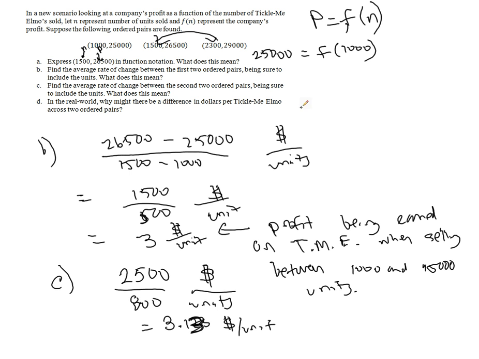In real world terms, why might there be a difference in dollars per Tickle Me Elmo across two ordered pairs? In other words, why is the dollar profit per Elmo between these two pairs smaller than between these two pairs? Well, maybe the production line isn't manufacturing as much as it could, and it's still using the same amount of resources, but if you produce between this many and this many, you're optimizing or making the best of the materials that you have. You still have to pay employees and all that stuff. Maybe encouraging them to work harder. Whatever it might be, we'll get a little bit more profit per unit.